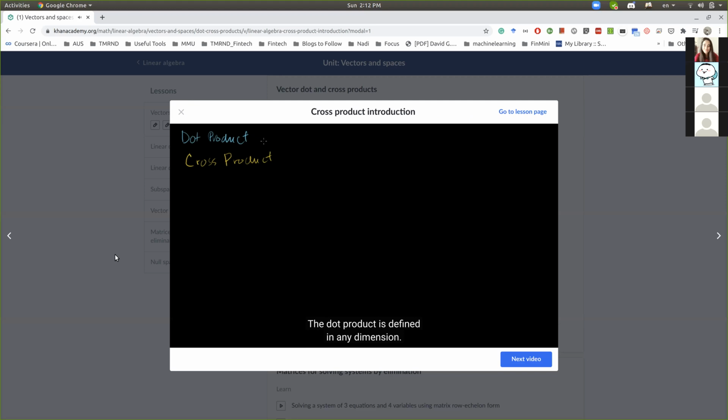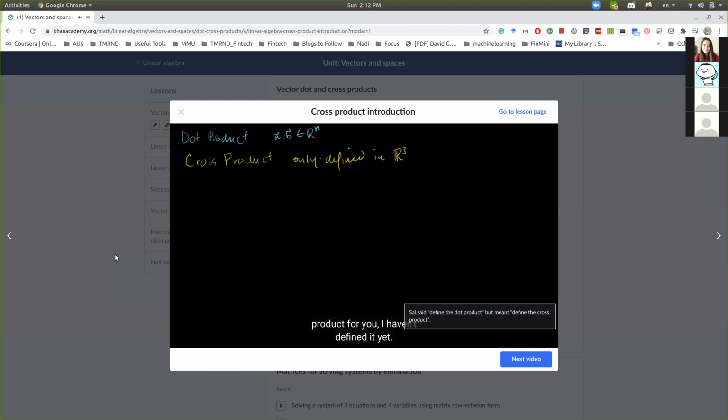dimension. So this is defined for any two vectors that are in Rn. You could take the dot product of vectors that have 2 components. You could take the dot product of vectors that have 1,000,000 components. The cross product is only defined in R3. And then the other major difference, and we're going to see this in a second when I define the dot product for you, I haven't defined it yet, is that the dot product results in a scalar. When you take the dot product of 2 vectors, you just get a number.